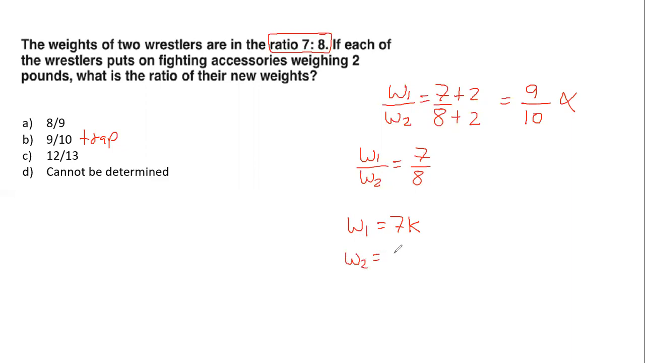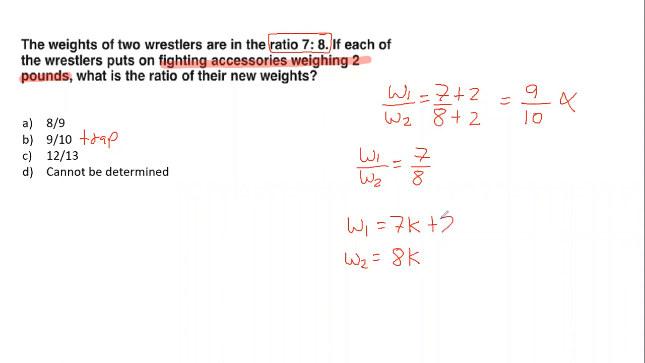Similarly, the weight of the second wrestler would be 8K. Now they are original. So now I can say these are the original weights, and if I really want to add 2 pounds of fighting accessories, I will actually add them to the original weight. I will not add them to the ratios.